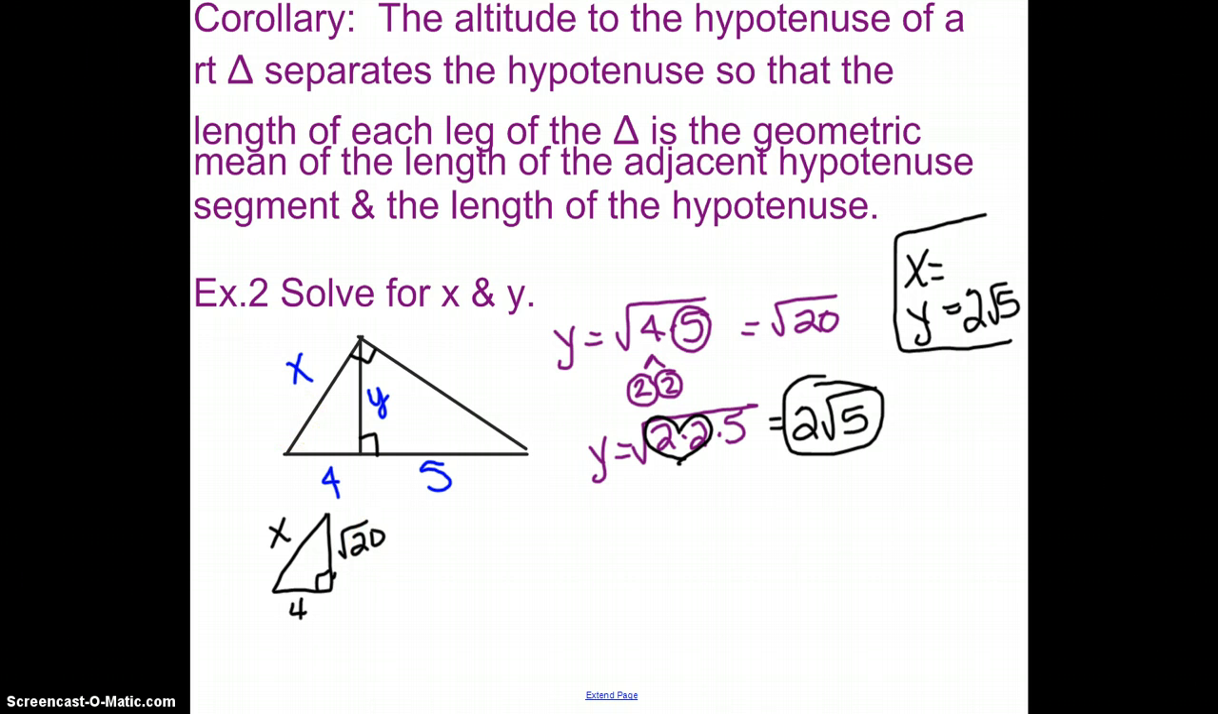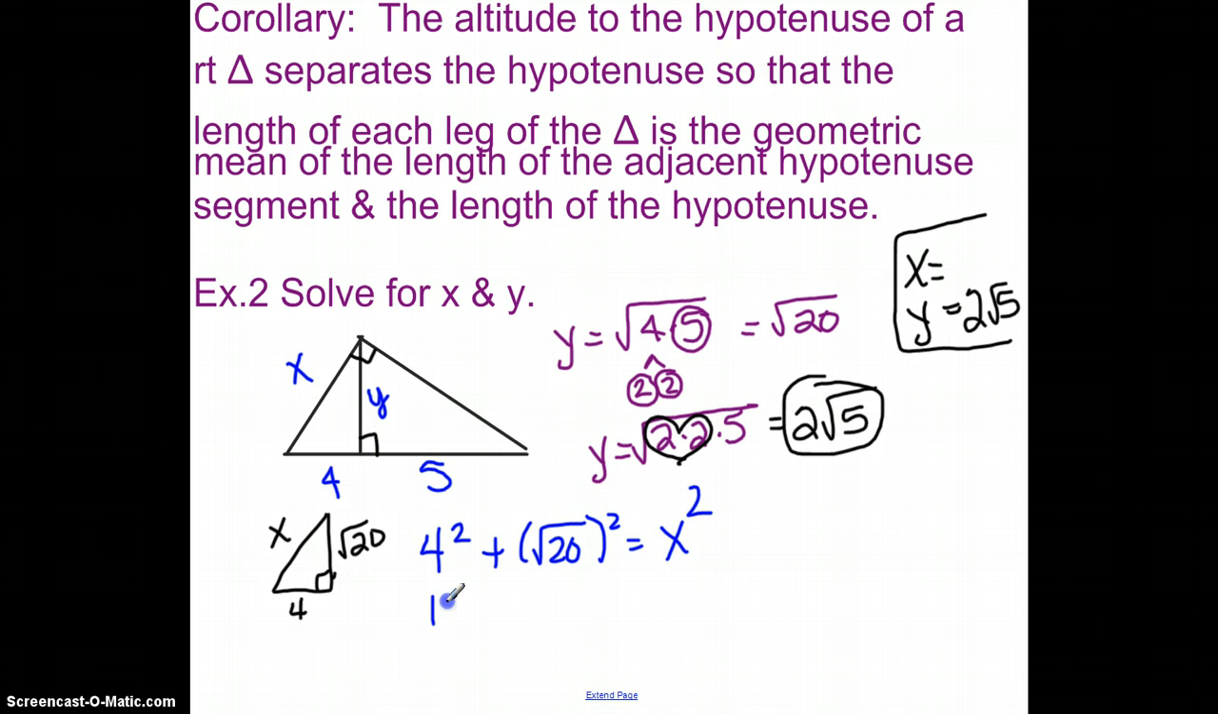Okay, let's see what you remember about Pythagorean theorem. Pythagorean theorem says that if I were to take the two legs, which would be 4 and the square root of 20, they would give me the hypotenuse squared. So this is kind of the easier part.